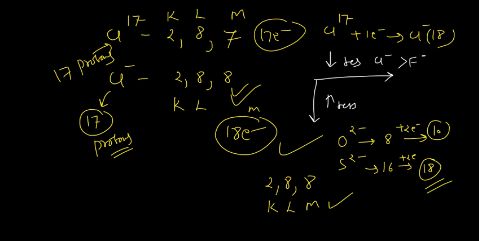In that case 2, 8, that is K shell and L shell. Shells are fewer, so the radii decreases, right? So down the group radii increases, and across the period ionic radii decreases. So this is the concept of ionic radii.